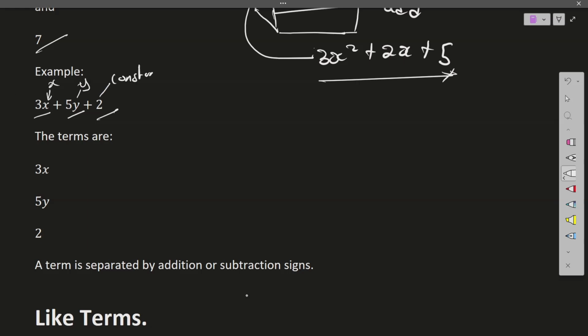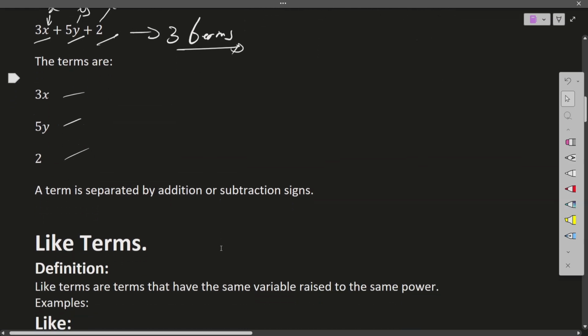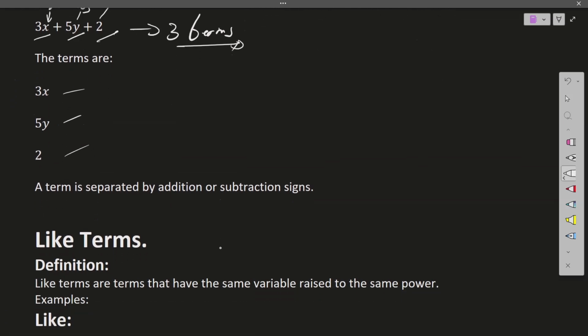Okay. We do not add this. Yes, we have 3 terms here, by the way. You must know them all. Okay. And if you cannot reduce the terms, you leave it like that, and your final answer will be 3x plus 5y plus 2. So these are the terms that are in this expression. A term is separated by addition or subtraction sign. Okay. So in this instance, you have the addition right here.